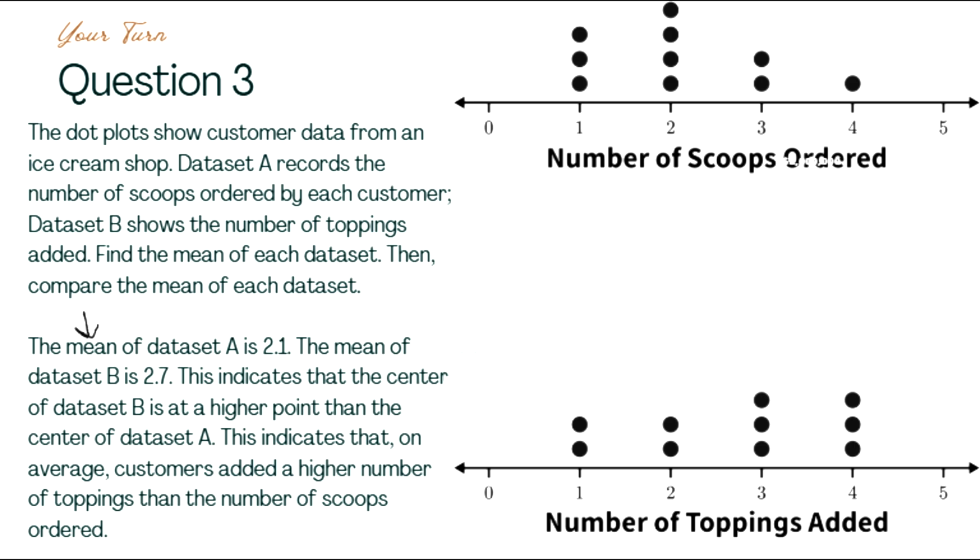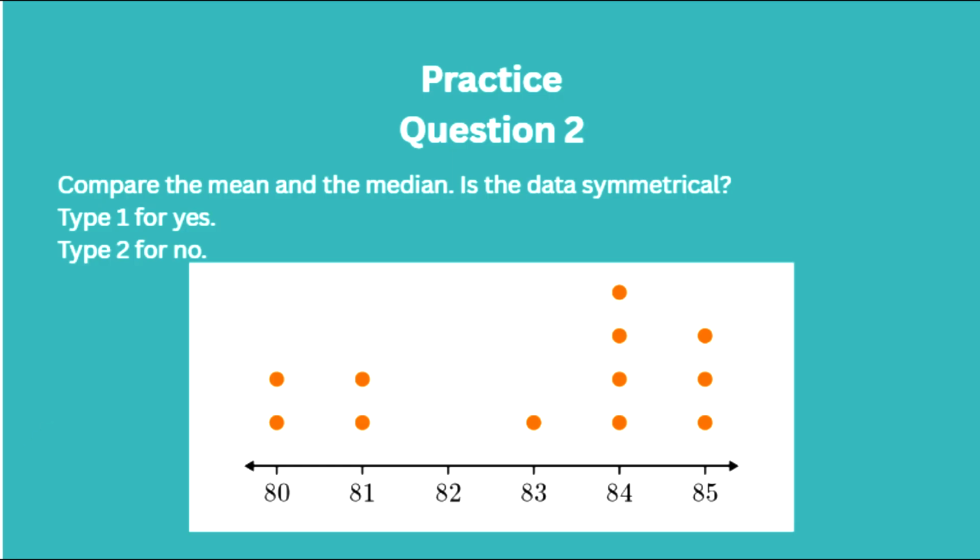This indicates that the center of dataset B is at a higher point than the center of dataset A. This indicates that on average, customers added a higher number of toppings than the number of scoops ordered. And you can see that this one looks like it's pulling this way, while this one looks like it's pulling this way. Okay. Practice question number 2.